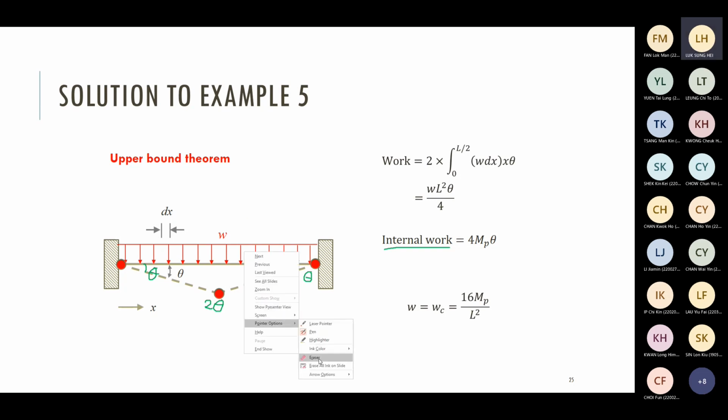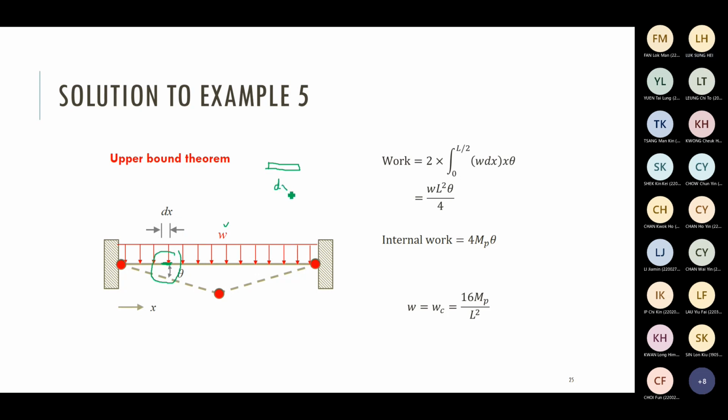But what about the external work? For external work, this time you have to calculate the external work due to W, due to the UDL. How to do so? You may start to consider one small element, maybe here. You consider one small element with length equal to dx. Maybe I draw this here. The length is dx, under UDL.